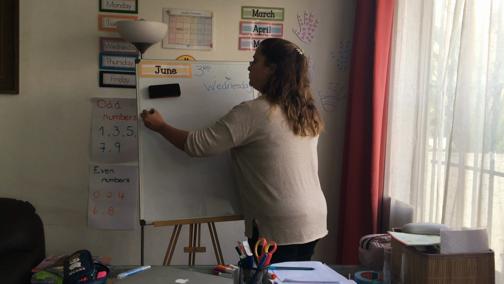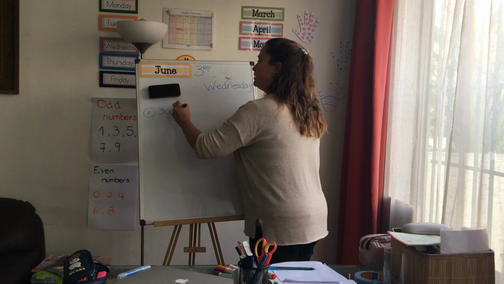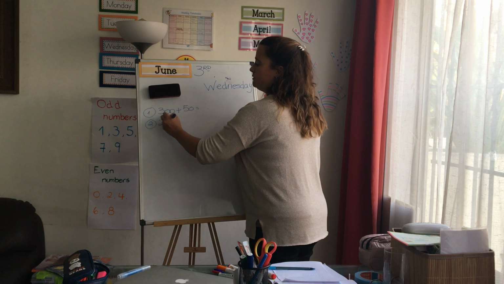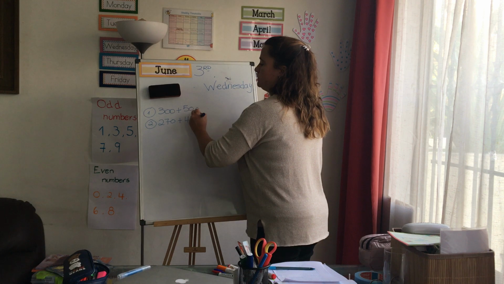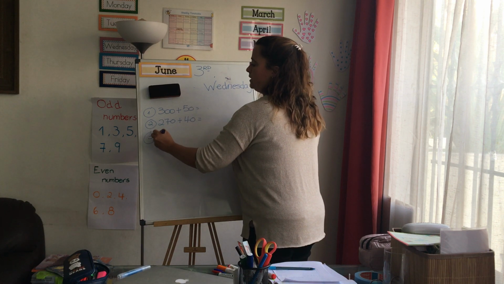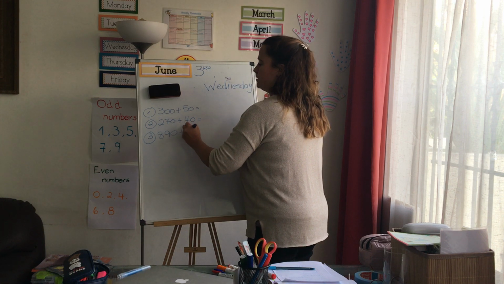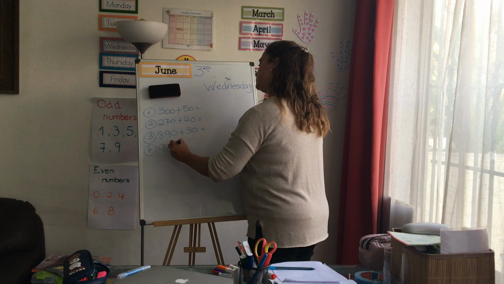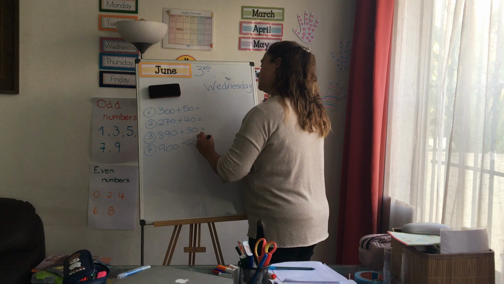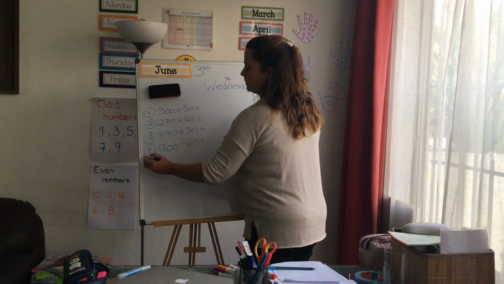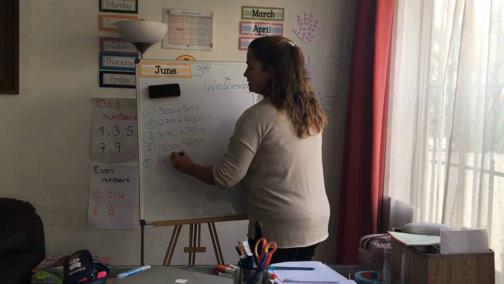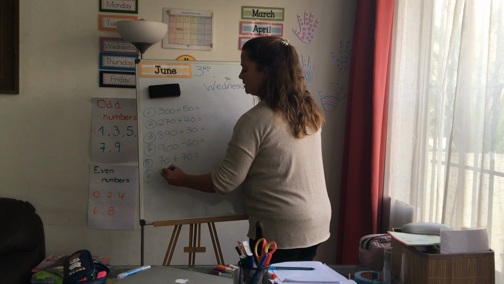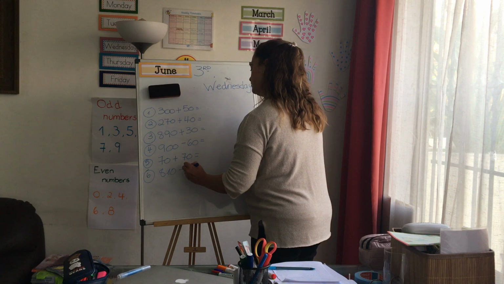So, let's go. 1, 300 plus 50. 2, 270 plus 40. 3, 890 plus 30. 4, 900 minus 60. 5, 70 plus 70. 6, 810 minus 100.